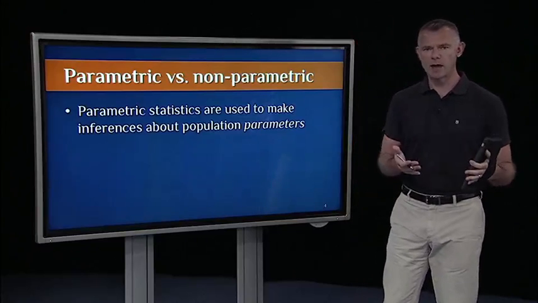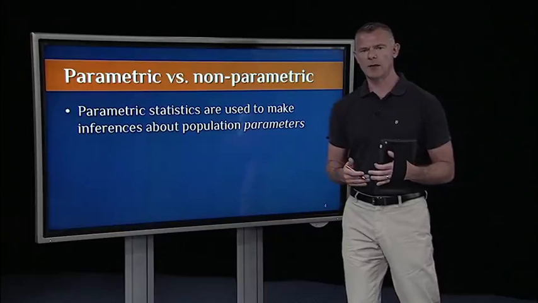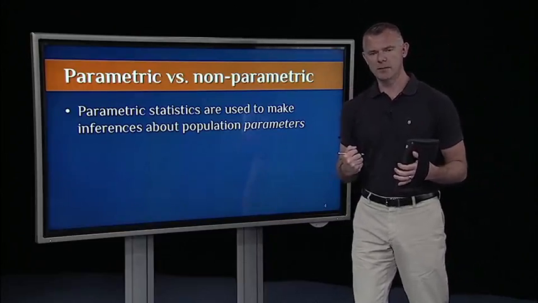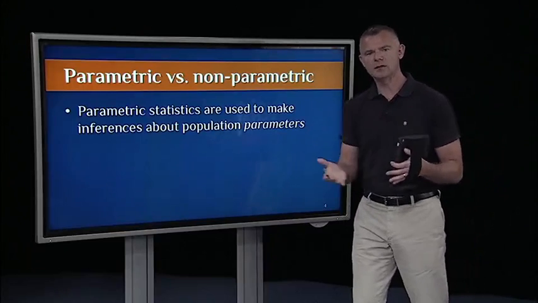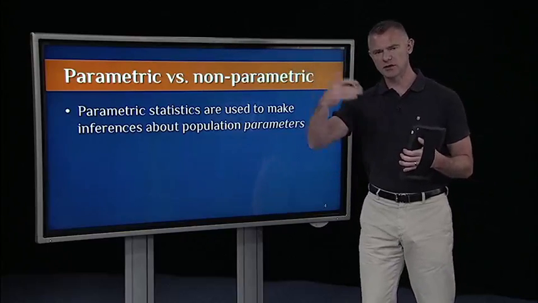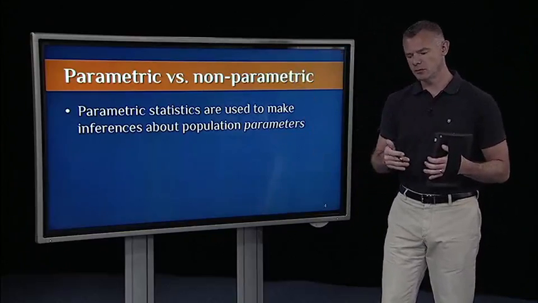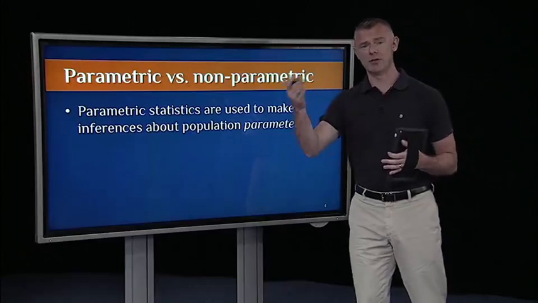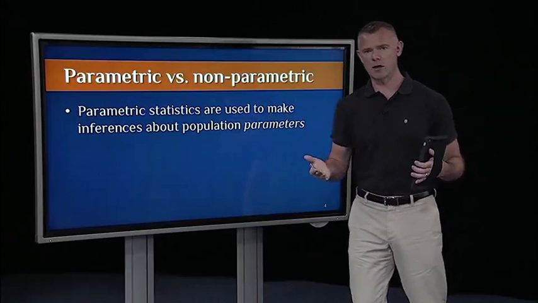So if you go all the way back to the beginning of this course, the first week, we talked about the idea of drawing random and representative samples from populations so that when we did some statistics on those samples, we could make valid generalizations or inferences to the population. That is, we're trying to use sample statistics to estimate population parameters. That's parametric statistics. We've been doing that all along.